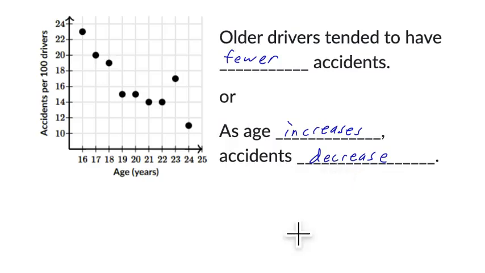So as age is going in one direction, the accidents are going in a different direction. When describing associations we see in scatter plots, it is important to use context and not just say it goes down. So in this example, notice that we started with the x-axis variable in our description and described what happened to the y-axis variable as we moved left to right.